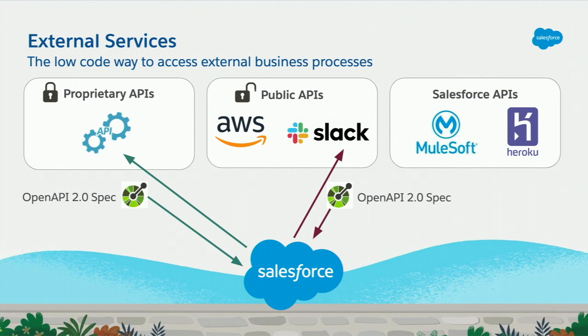All you would need is to find the OpenAPI specification for the APIs that you want to integrate with, register that as an external service with Salesforce, and then it's available as an action in Flow.